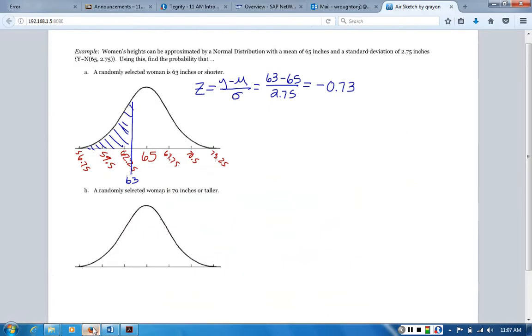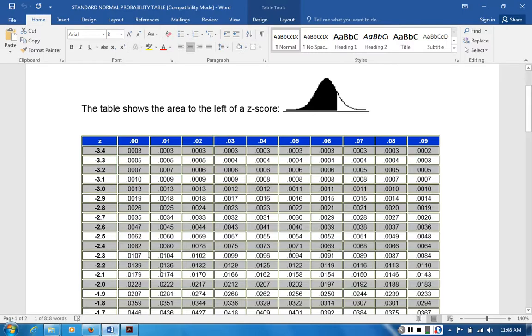Okay, so what we're going to look for is this negative 0.73, and it's a z. So up through the first decimal point tells me the row that we're going to go to. And the second decimal point tells me the column I'm going to go to. So we're going to take this number to the table. So negative 0.7 is going to be our row. The 3 is going to be our column.